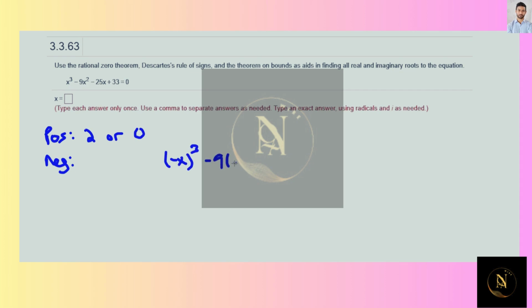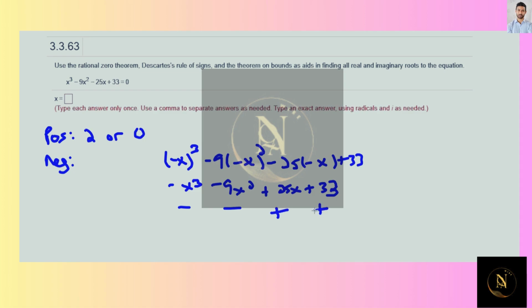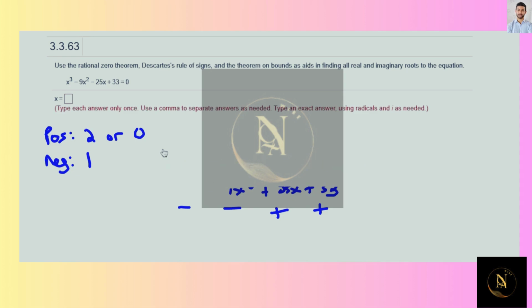minus 9 times negative x squared minus 25 times negative x plus 33. That'd be negative x cubed minus 9x squared plus 25x plus 33. So it's a negative, negative, positive, positive. So there's only one sign change, meaning there can only be one negative zero. That's Descartes' rule of signs.